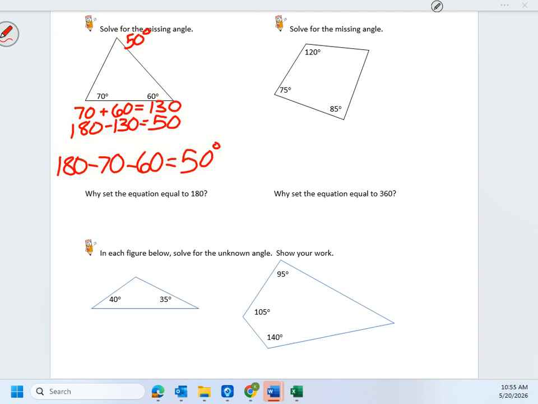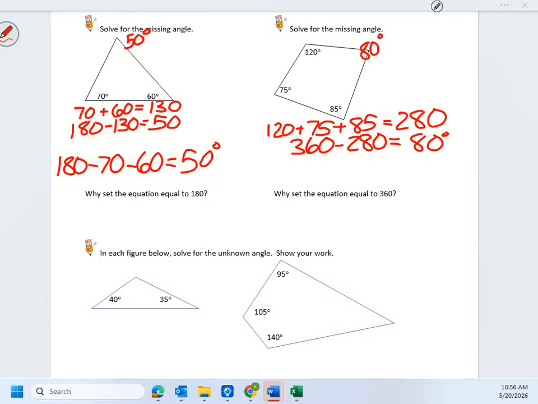Ellie? 120 plus 75 plus 80. And then to subtract, you get 360, subtract it. What is that? What's 120 plus 75 plus 85? Oh. 280. And then take that 360 minus 280, what do we get, Bo? 80 degrees.